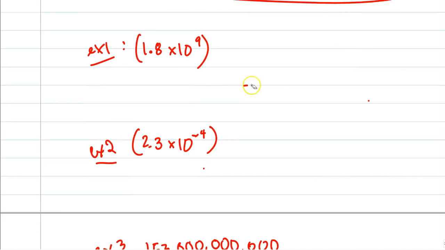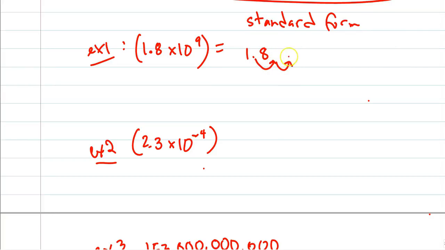So here are some numbers that are already in scientific notation. 1.8 times 10 to the 9th. Okay? To turn this back into standard form, or decimal form, we're going to take that 1.8 and we're going to multiply it by 10. 1.8 times 10 would be 18. Times another 10 would be 180. See, as we multiply by 10, this decimal keeps moving to the right. That's what multiplying by 10 does.